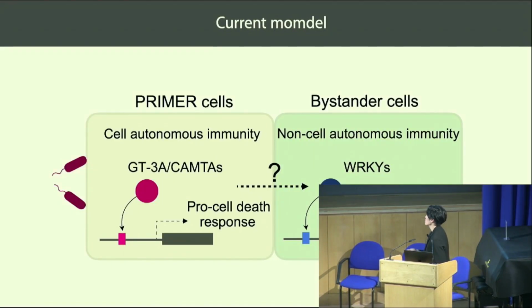So here's the model. We identified two cell states among many other interesting cell states, primer and bystander. We hypothesized that primer cells might represent more the cell-autonomous immunity, whereas bystander cells might be more non-cell-autonomous. There should be some signaling going on, which we don't know, and different molecular regulatory mechanisms are at play, which we are actively studying now.